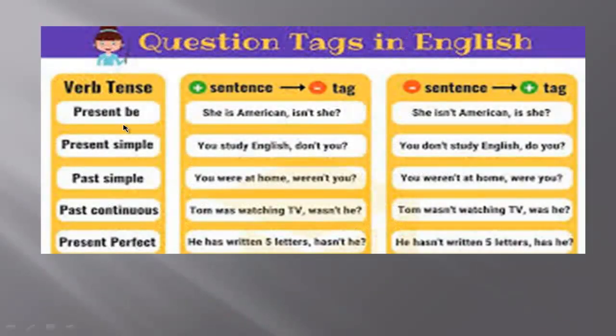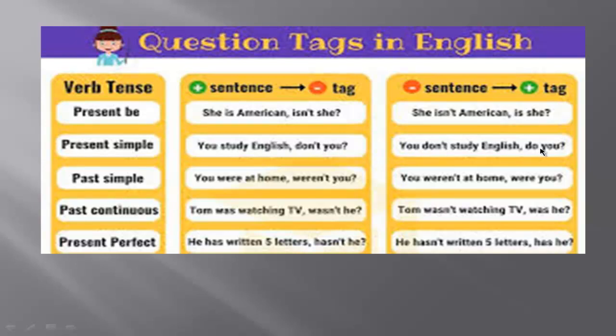Here we have some examples. In the present simple of the verb to be, am, is or are: she is American, isn't she? If we have a negative sentence, she isn't American, the verb here is is, so it will be is she. In the present simple, the negative is don't or doesn't. You study English. The question tag is don't you?